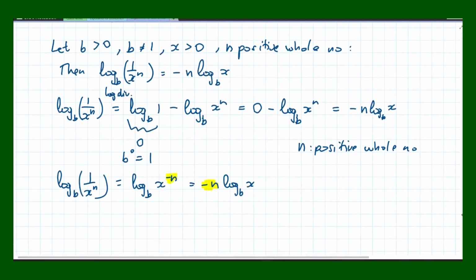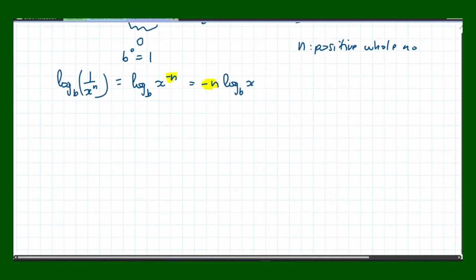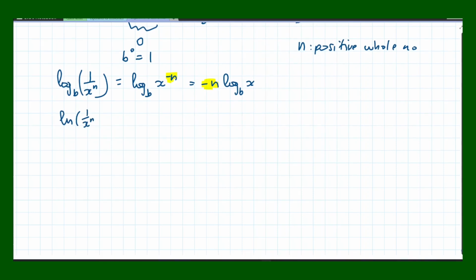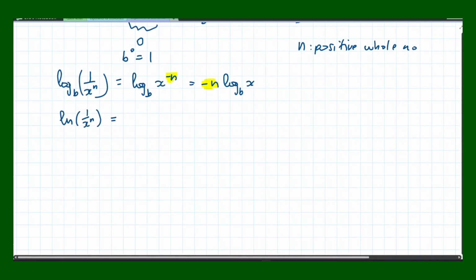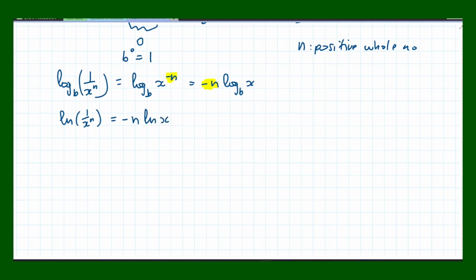Okay, let's make some more space. If we had ln of 1 over x to the n, that can always be replaced by negative n times ln x. And again, this rule holds because it's a special case of the above rule when we replace b with e. So the base is now not just a generic base, but the specific base of e. Right, let's go on to the practice questions.